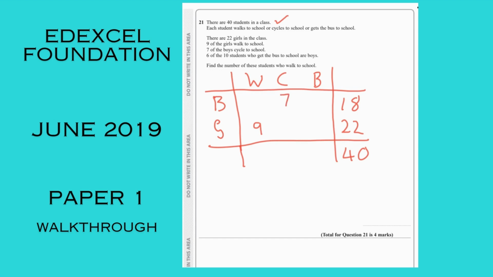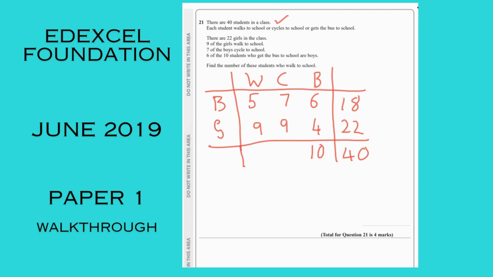7 of the boys cycle to school. In goes a 7. 6 of the 10 students who get the bus, 10 students get the bus, 6 of those are boys. And that's given us lots of things to fill in. So across 18, take away the 7 and the 6, means 5 boys walk. 10 take away 6 means 4 goes in there. Reading across 22, take away the 4, take away the 9, gives us another 9.